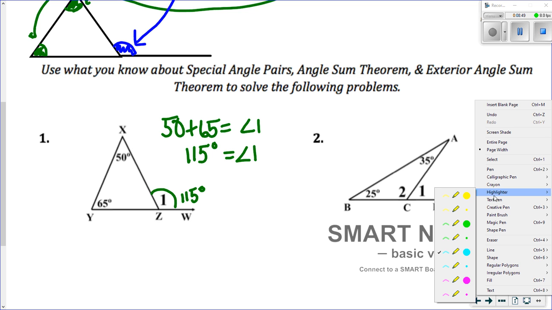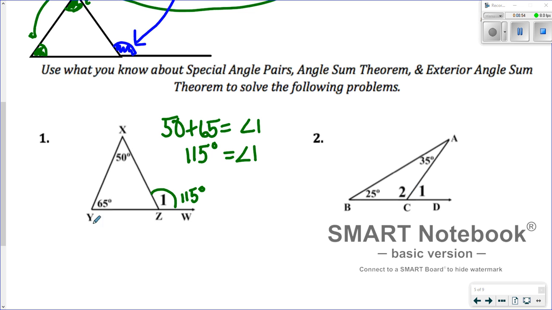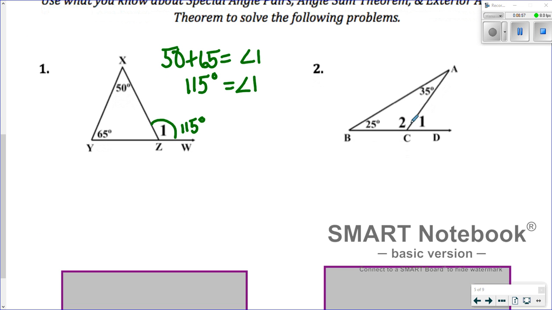They gave us two of the interior angles, I'll use blue for this one, and they want us to find angle 1 and angle 2. So for this one, we're going to add up first to get the exterior angle, angle 1, so 35 plus 25. And I'm going to put this will be for angle 1. When you add up those two, you're going to get 60 degrees for angle 1. So this part is 60 degrees.